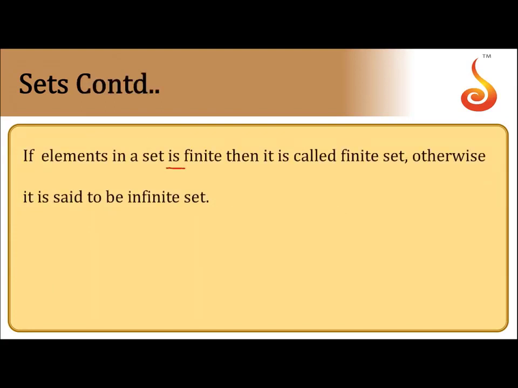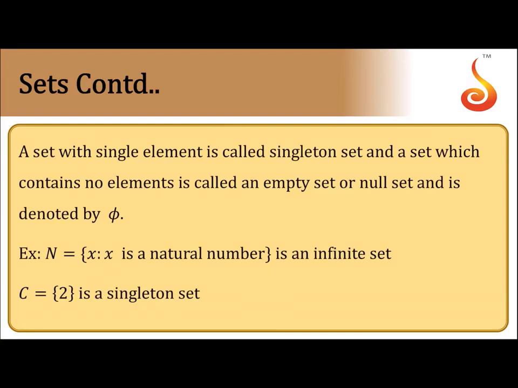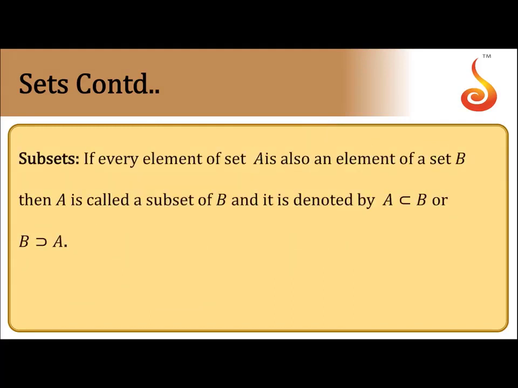Coming to the next one, if the elements in a set are finite, then it is called a finite set, otherwise it is an infinite set. Finite means the number of elements in the set is finite. A set with a single element is called a singleton set, and a set with no elements is called an empty set, denoted by phi.